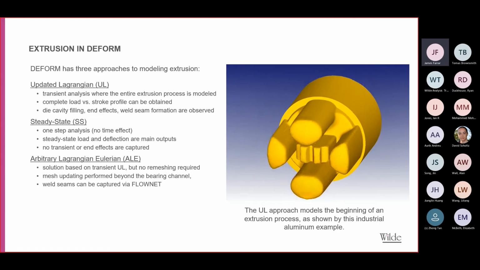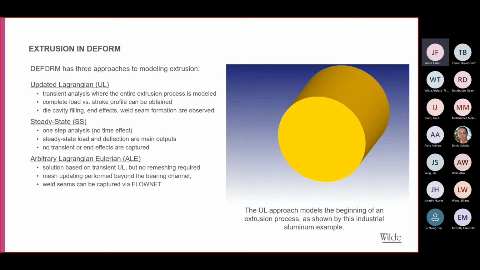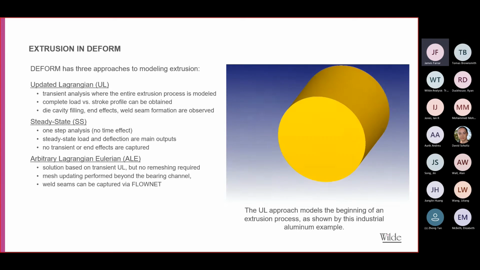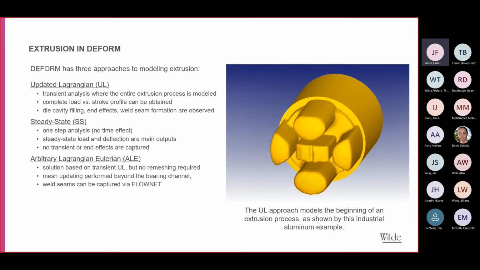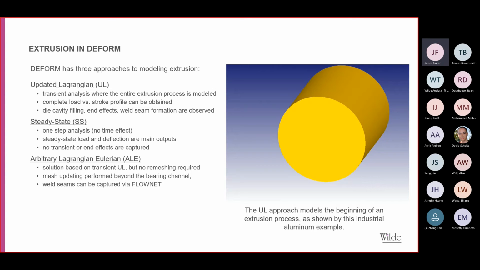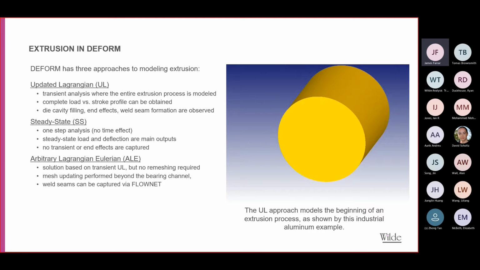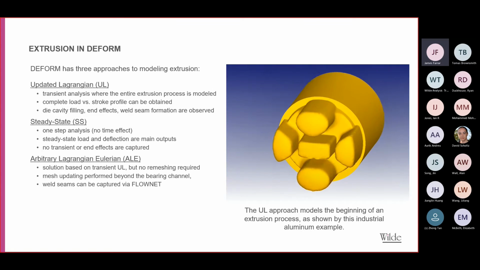In DEFORM we have a dedicated extrusion template, and we have 3 solutions for that. We use a standard updated Lagrange solution, which is similar to forging, but we're just pushing this through a die cavity here, and we're looking to understand the load stroke and the breakout load of this. Also understand the weld zones and how the material comes back on itself. We can also solve this with a one-step analysis using steady state to determine that, but we don't capture any transient effects with that. And then something that sits in between, where we can capture the transient, is the ALE solution, which is slightly different.